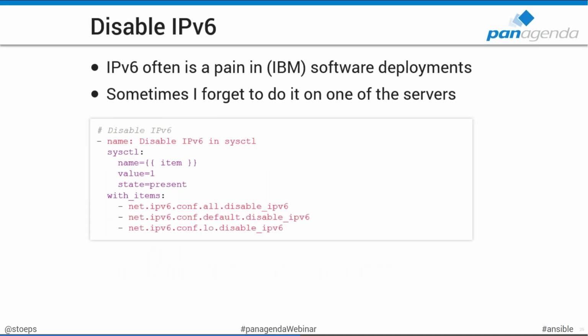Then I normally disable IPv6 because I had several times problems with IP version 6 on WebSphere machines, so I normally disable it during the installation. Here we use the sysctl module and just add these 3 variables and put the value to 1. And then IPv6 is disabled on that machine. After the installation, I enable it again in a step where I set the value to 0.